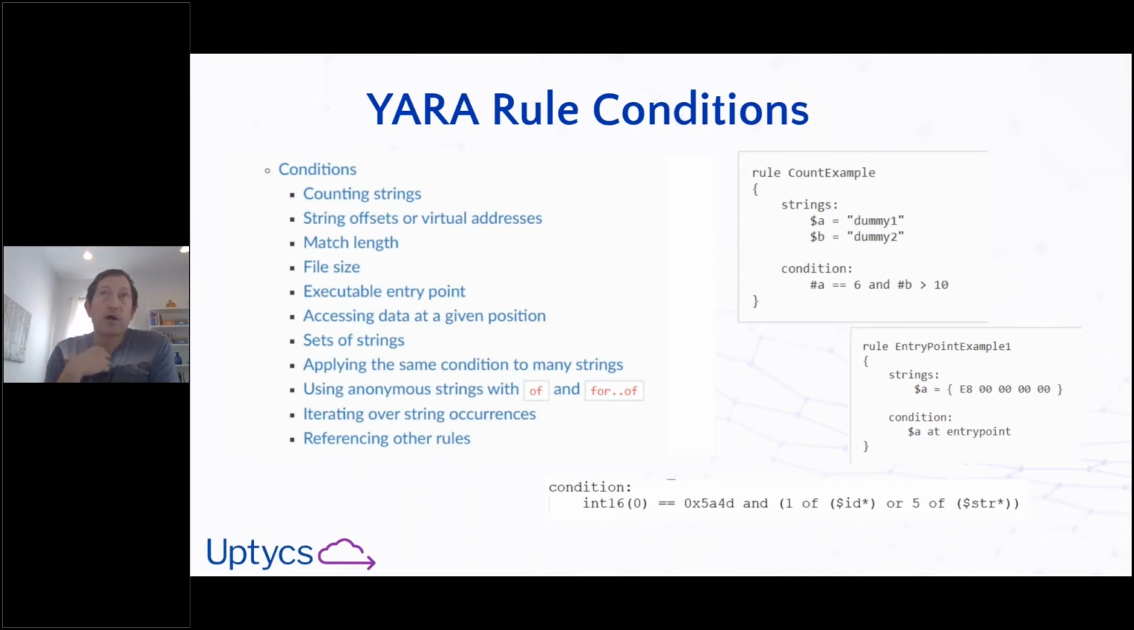On the left, we list a few other types of things you can do in the condition specification in your YARA rules. So you can count the strings, as we just talked about. You can do string offsets. You can do match length. You can specify file size, exact file size, less than a file cutoff, greater than a file cutoff. All of these to help you reduce your false positives, in most cases. You can look for certain strings at certain positions, and so on.